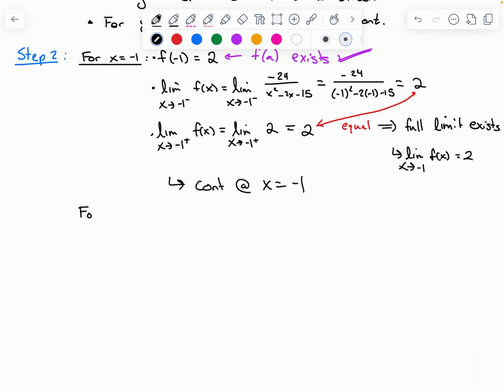Then we'll go on to x equals 4. And for this one, we'll go ahead and compute that next time. You'll see that it does not exist. It's not continuous at 4. If you practice this tonight, you'll see that even though the function exists, f of 4 exists and equals 10, but the limit does not exist. And that means it's discontinuous at 4. We'll finish that off on Wednesday.